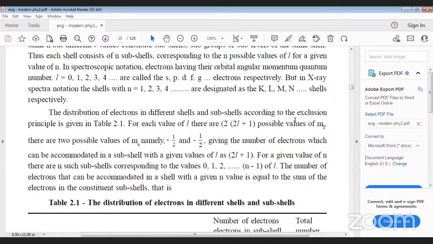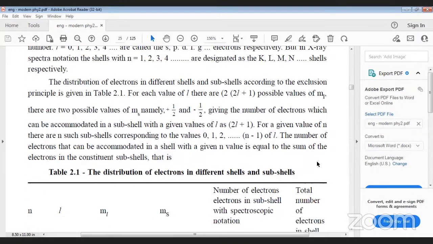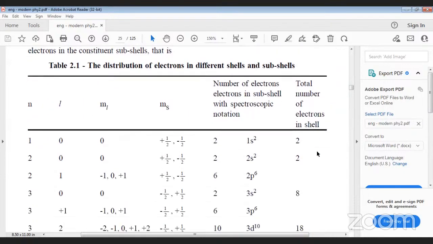And also, one more formula is given here. For the l values, the number of electrons in a subshell is calculated as 2 into (2l plus 1). By substituting into this equation, you can get the distribution of electrons in different shells and subshells.